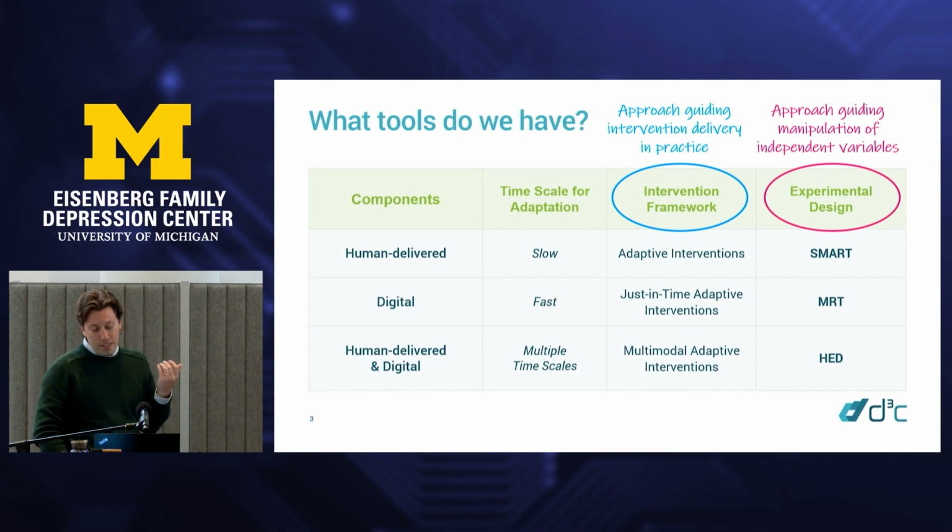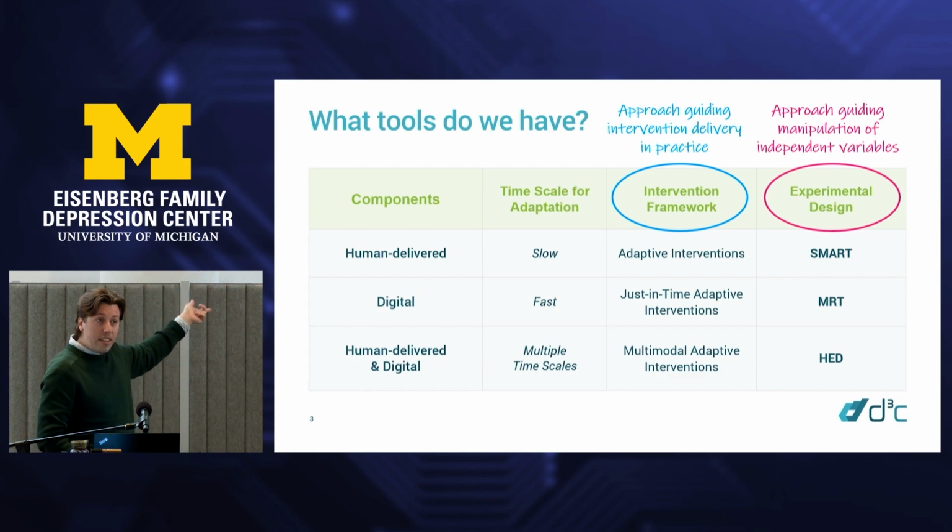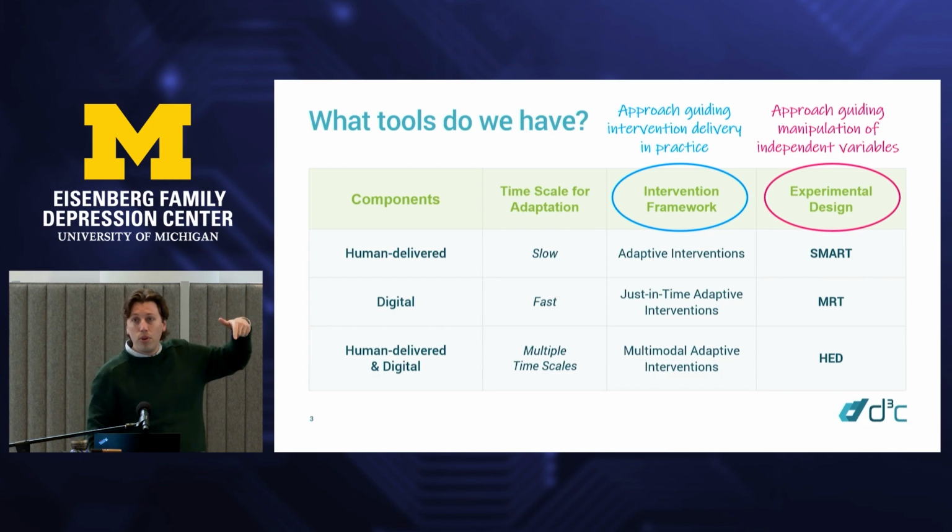And then the only negative of the last one is the term. We call them hybrid experimental designs, or HEDs. It's not as good of an acronym as SMART or MRT, but I came up with it, and statisticians are bad at naming things, so that's fine. And so there, if you have questions about both human-delivered and digital tools, you want to deploy both experimental designs to answer about each one separately.